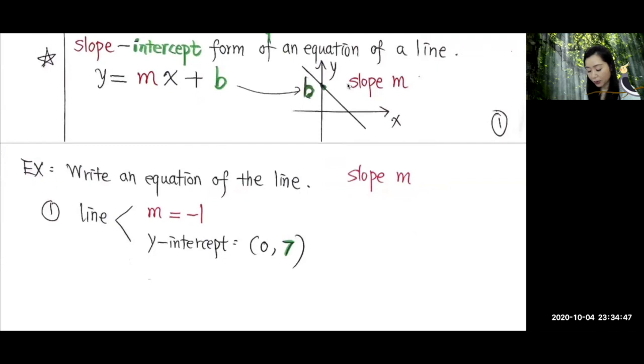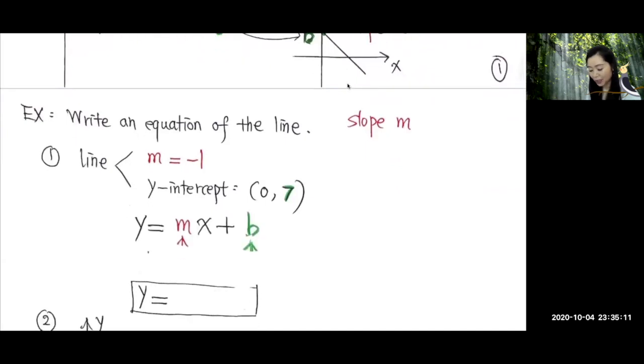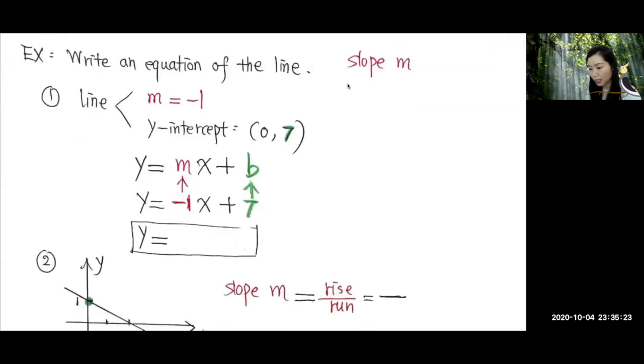Now in this example, we're trying to write the equation of a line. Normally, we use m to stand for slope. This line is given with m equal to -1, and the y-intercept is (0,7). So the slope-intercept form is y equal to mx plus b. What's m? m is -1, b is 7. So y will be equal to -1 times x plus 7. Normally, when you have -1 times x, you can just leave the 1 out. So this is y equal to -x plus 7.